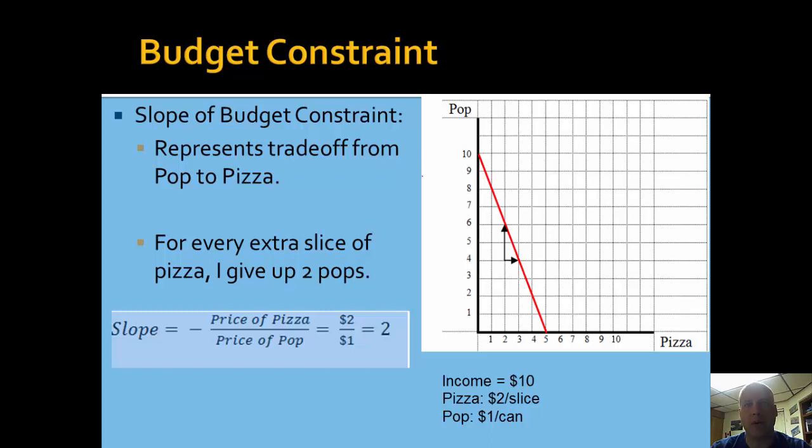Now, one thing that's important to recognize is that the slope of the budget constraint represents a trade-off from pop to pizza. This is essentially how many cans of pop we would have to give up in order to get an extra slice of pizza. The slope in this one is -2, and you can calculate the slope fairly easily by dividing the price of the good on the x-axis by the price of the good on the y-axis, and recognizing that this is a negative downward sloping line. So what we can see from looking at the slope of the budget constraint is that every slice of pizza costs 2 cans of pop.